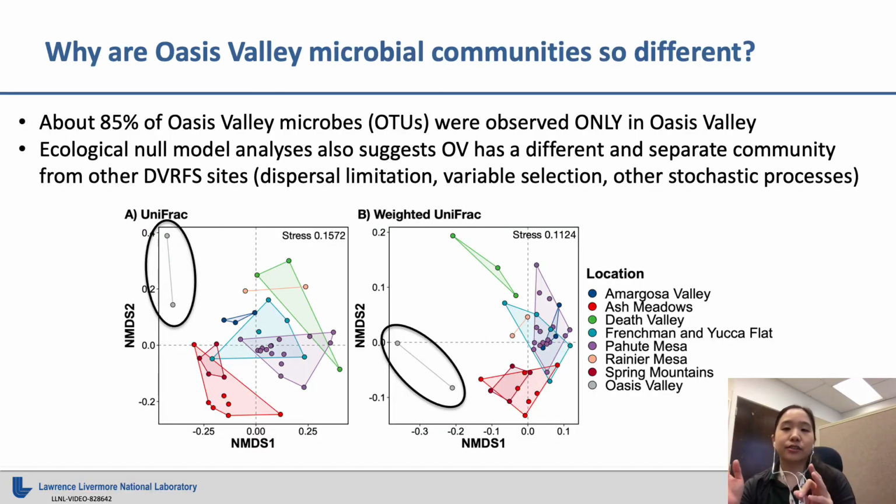So finally, let's get to the elephant in the room and discuss why the Oasis Valley microbial communities are so different than the other microbial communities of the DVRFS. I have to caveat this and say that we had limited samples for Oasis Valley. We only had 2, but from this data, we were able to develop 2 hypotheses.